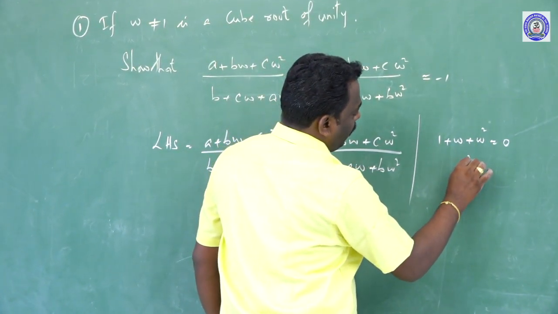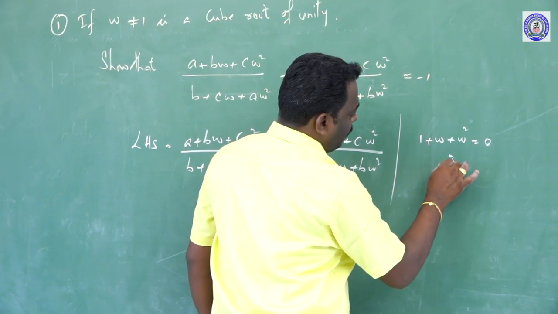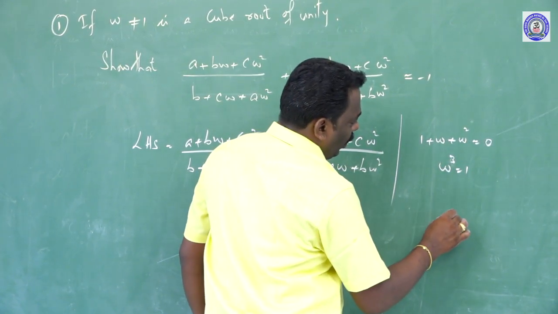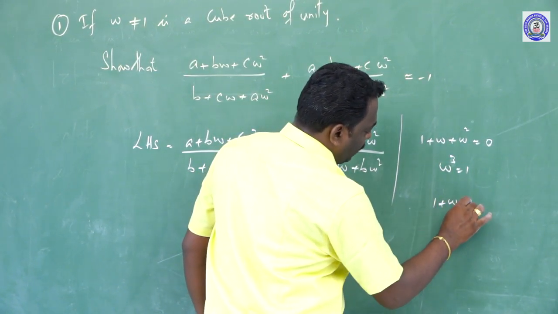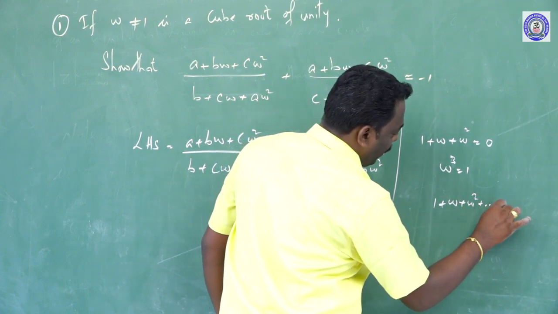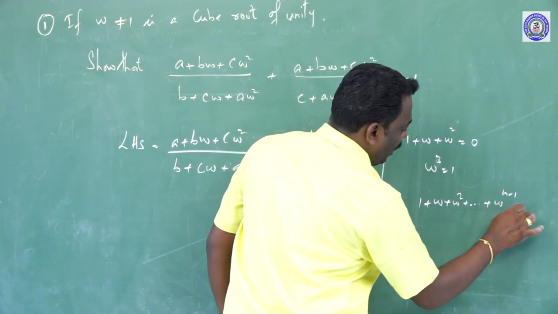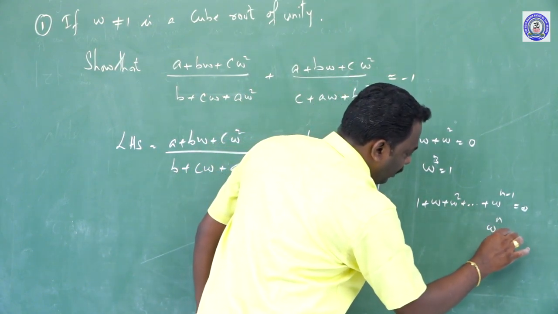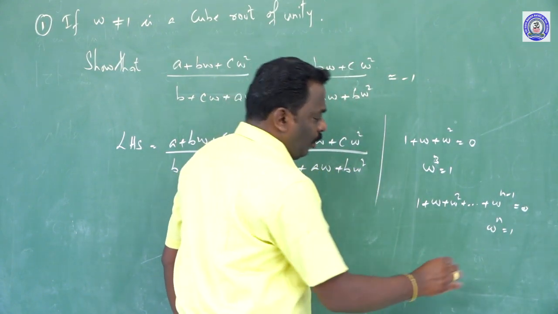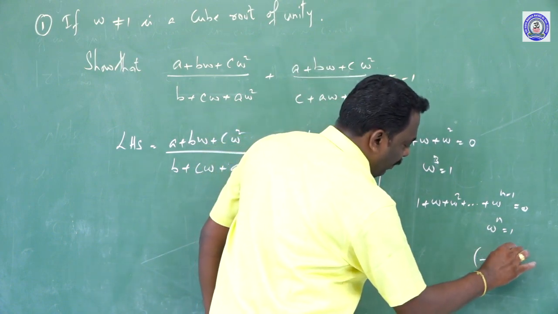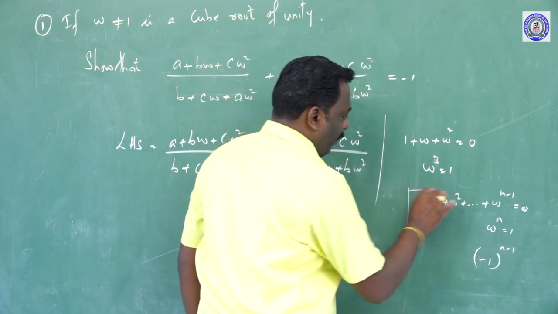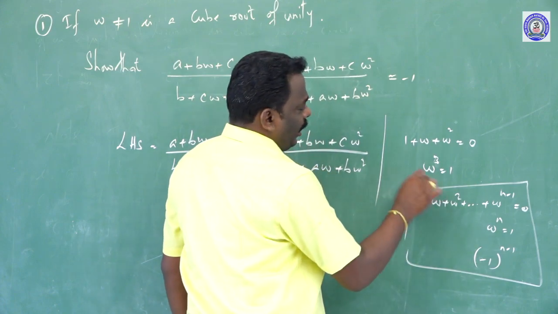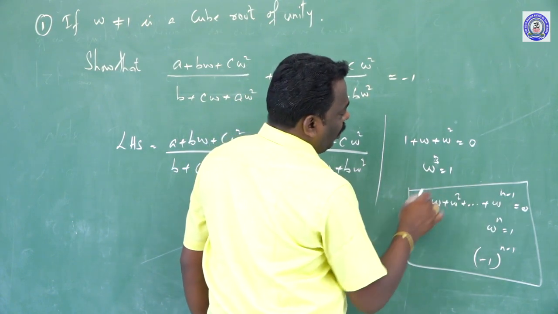Then ω³ = 1. For the nth root of unity, 1 + ω + ω² + ... + ω^(n-1) = 0, the sum of the roots equals 0, and ωⁿ = 1. Then the product equals (-1)^(n-1). These are the properties for the nth root of unity. Now the same here: for the cube root of unity, n = 3.